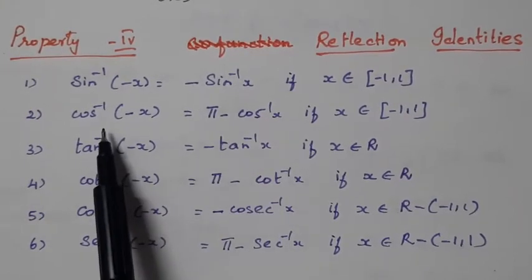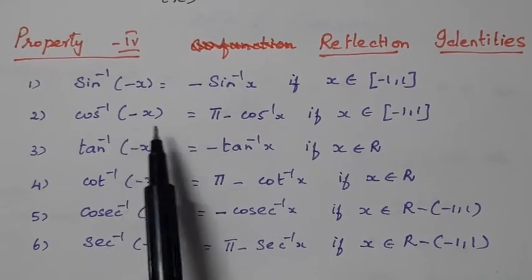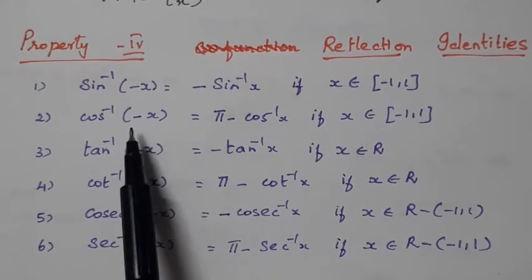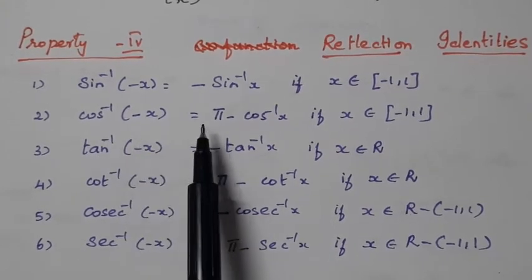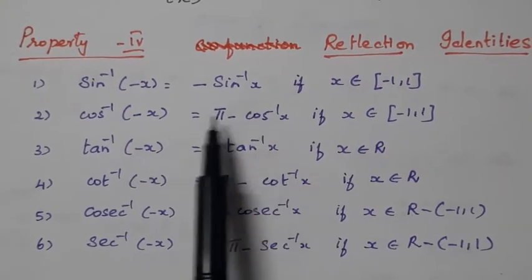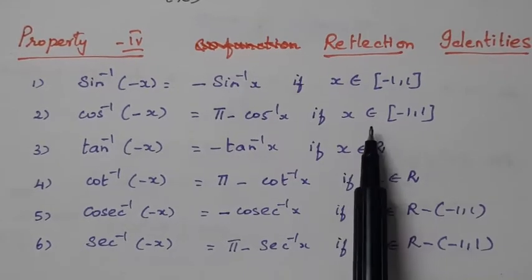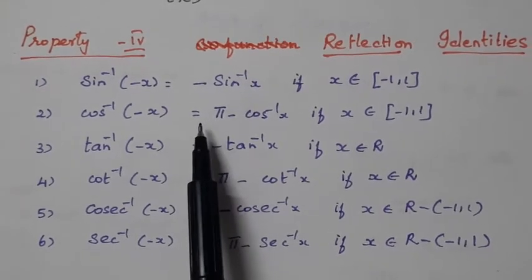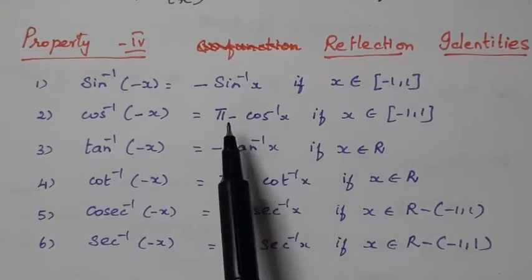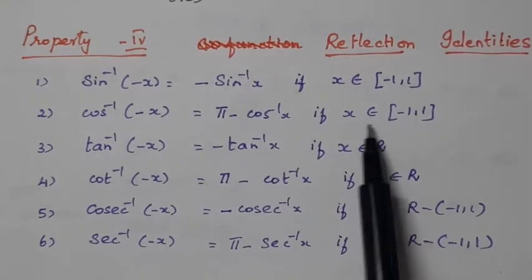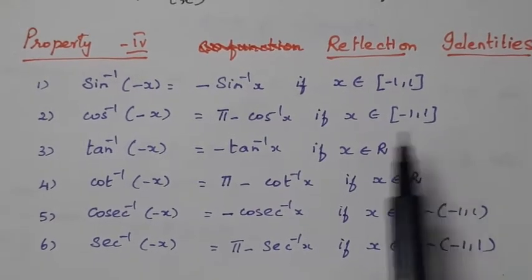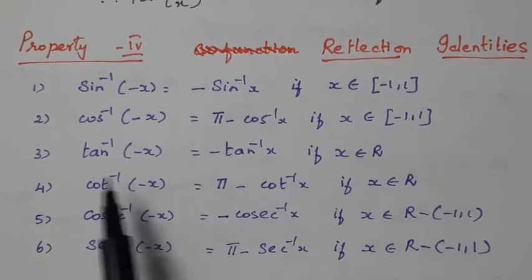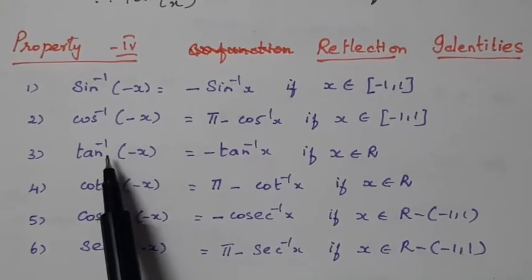I think in exercise 4.1, this second identity has been given as the third sum. Cos inverse of minus x is equal to pi minus cos inverse of x. You have to prove it. The condition is not given there, we just proved it as the third sum. Here it is given as an identity, and the condition is given as x belongs to minus 1 comma 1. So while proving this, you have to use this condition. Likewise, what is the third identity?